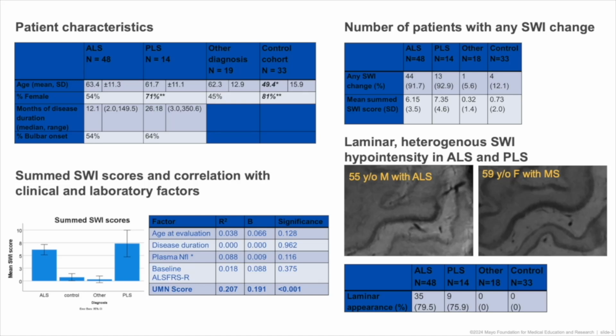So this is the data on the summed SWI score and correlation with clinical and laboratory factors. The summed SWI scores were much higher in patients with ALS and PLS versus control and the mimics. Out of all the factors we looked at, the upper motor neuron score is the only one that had a significant correlation. If you look at the number of patients with any SWI change in the motor cortex, just over 90% of ALS and PLS had at least one area of a score of 1 or greater, whereas 5 in the mimic and control groups had SWI change. Although if you look at the sum scores in these categories, they are much higher in ALS and PLS.